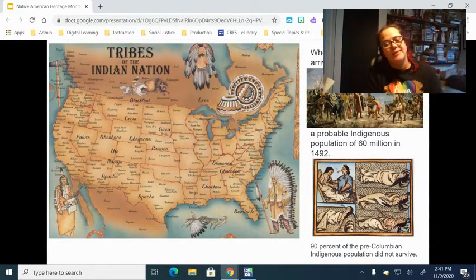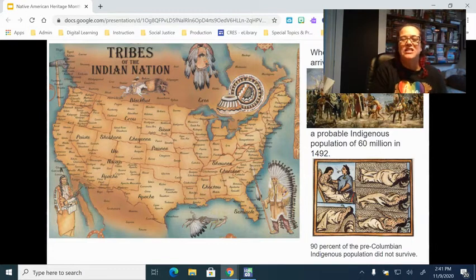The map of the United States right there is representational and it has some of the different tribes that were here before and some that still exist, maybe not in the same locations. And there's a history to that you'll learn if you haven't already. When European explorers first arrived in 1492, there was a probable indigenous population of 60 million people in the Americas.